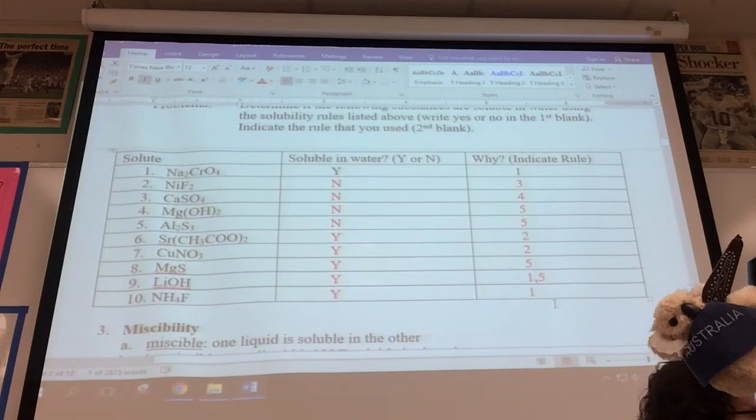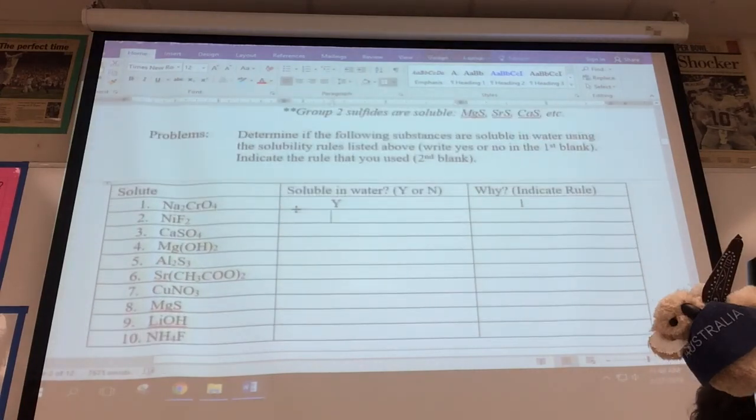Let's take a look at the following table. We want to figure out if the substance listed on the left is soluble in water. You want to indicate if it is or it isn't with a Y or an N for yes or no respectively. And then I'd like you to indicate the rule so it's not a 50% chance of guessing correctly, but also if you can find the rule, you understand it better.